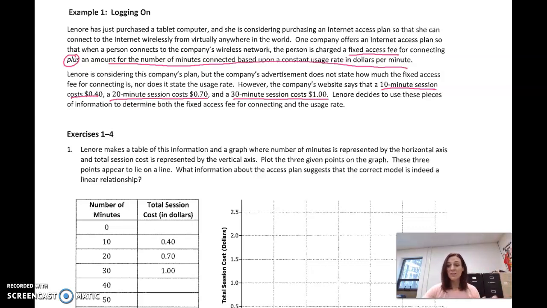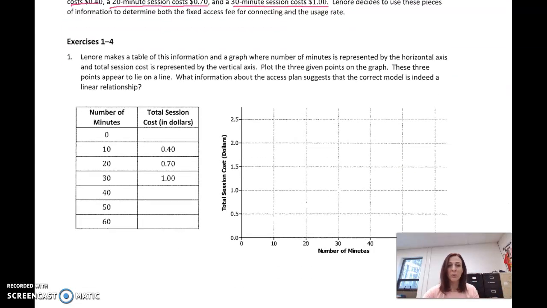So this stuff is going to be really wordy. So a lot of times it's easy when we have these real world problems with all these words to pull out the information and put it in a table or a graph. Then we're not looking at all the extra stuff. We're looking at just what we need to know. So it says Lenore makes a table of this information right here. Okay. This is what is coming from up top here. 10 minutes costs 40 cents, 20 minutes costs 70 cents, 30 minutes costs $1.